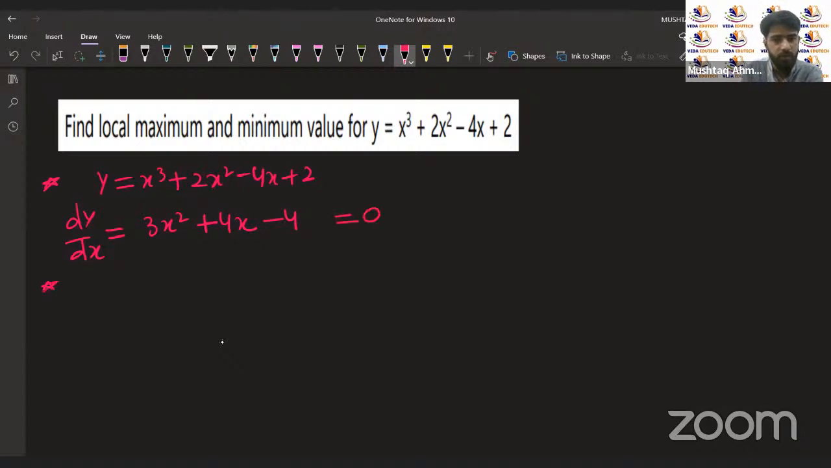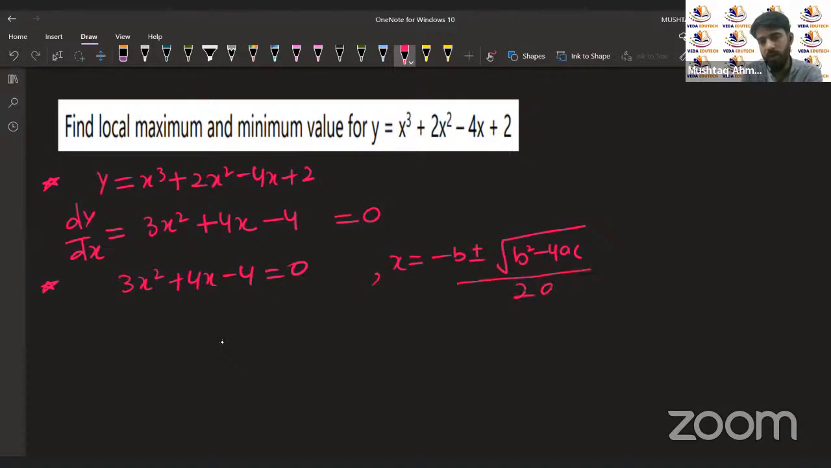We have a quadratic equation now: 3x square plus 4x minus 4 is equal to 0. Now we have to solve this quadratic equation. We can solve it by two methods. Either we directly go with the solution of the quadratic equation, that's minus b plus minus under root of b square minus 4ac upon 2a. That's how we calculate the solution of a quadratic equation.